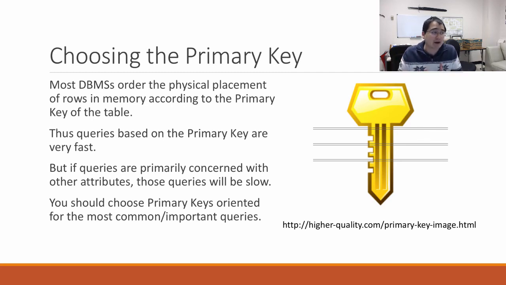So you need to think about, okay, is it really common that I'm going to be looking up blog posts by date? If so, date is probably a much better primary key than something like the name of the blog post.